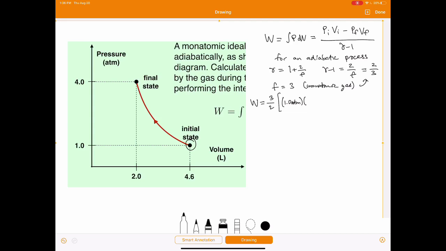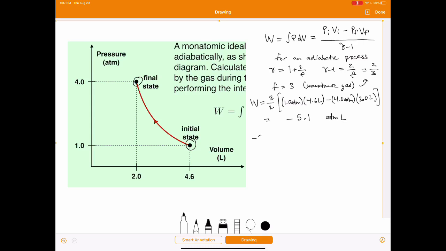The initial volume is 4.6 liters. Then we'll subtract P final, which read it off the graph is 4 atmospheres, times V final, which is 2 liters. Again, read that straight off the graph, 2 liters. So that's the calculation we need to do. Units come out as atmospheres times liters. And if you crunch these numbers, you're going to get minus 5.1. So minus 5.1 atmosphere liters.